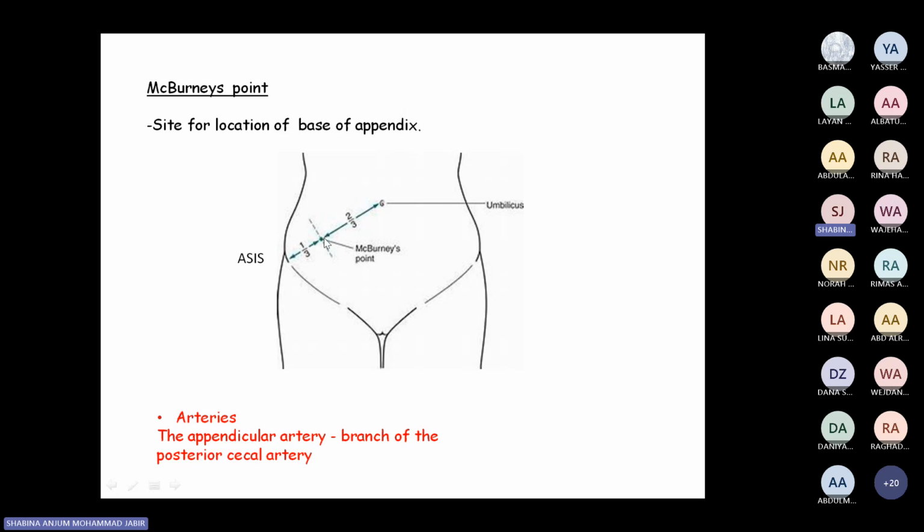And at this point, while doing examination, if you check for tenderness, there will be maximum tenderness in appendicitis. So just don't forget, this is very important, how you can locate the appendix on the abdomen. You have to say this line and this point. What is the blood supply? It will be supplied by the appendicular artery. From where will the appendicular artery come? It is the branch from the posterior cecal artery.